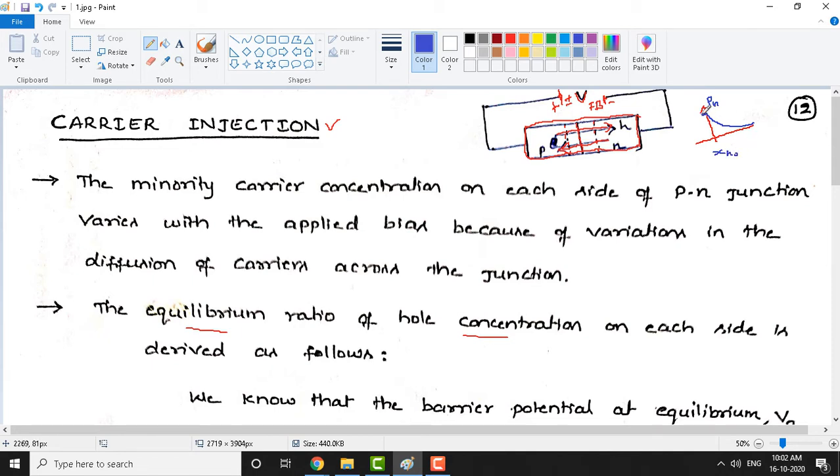At x n naught you can see that there is a large density of the holes, but as you move deeper into the neutral n region, the hole density keeps decreasing. Okay. Same thing happens on the p side also. Electrons keep injecting from n side to p side, and at the edge of depletion region, this is minus xp naught. Okay. So, if you plot a graph here, this looks like the exponential decrease again.